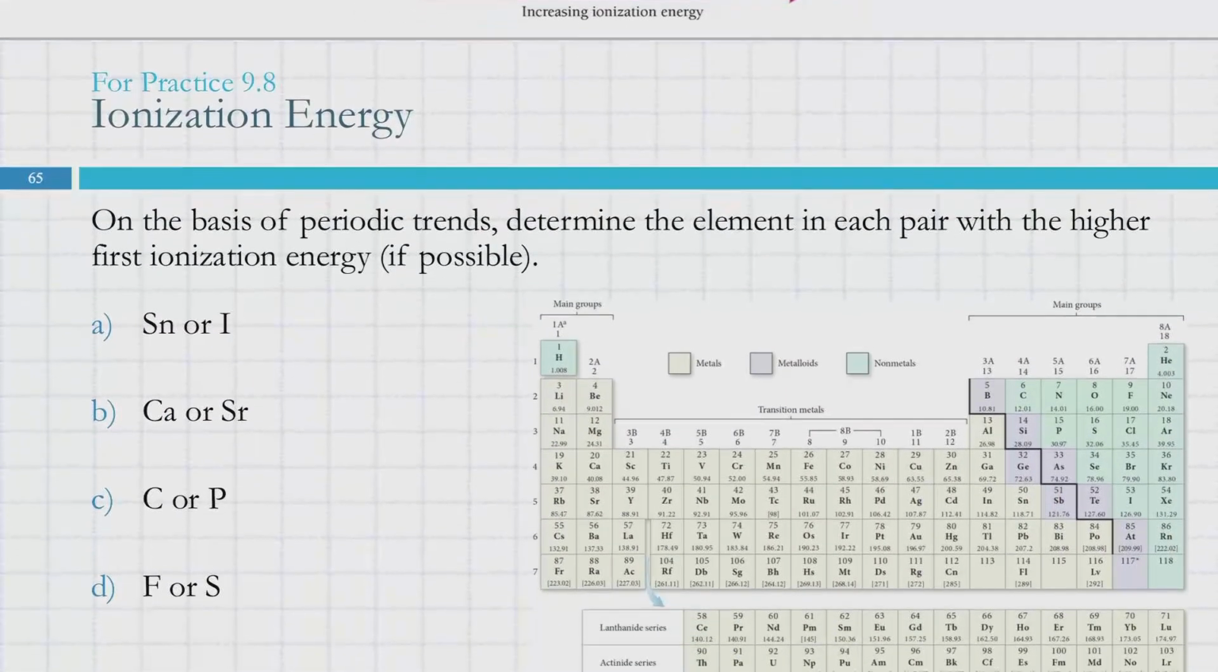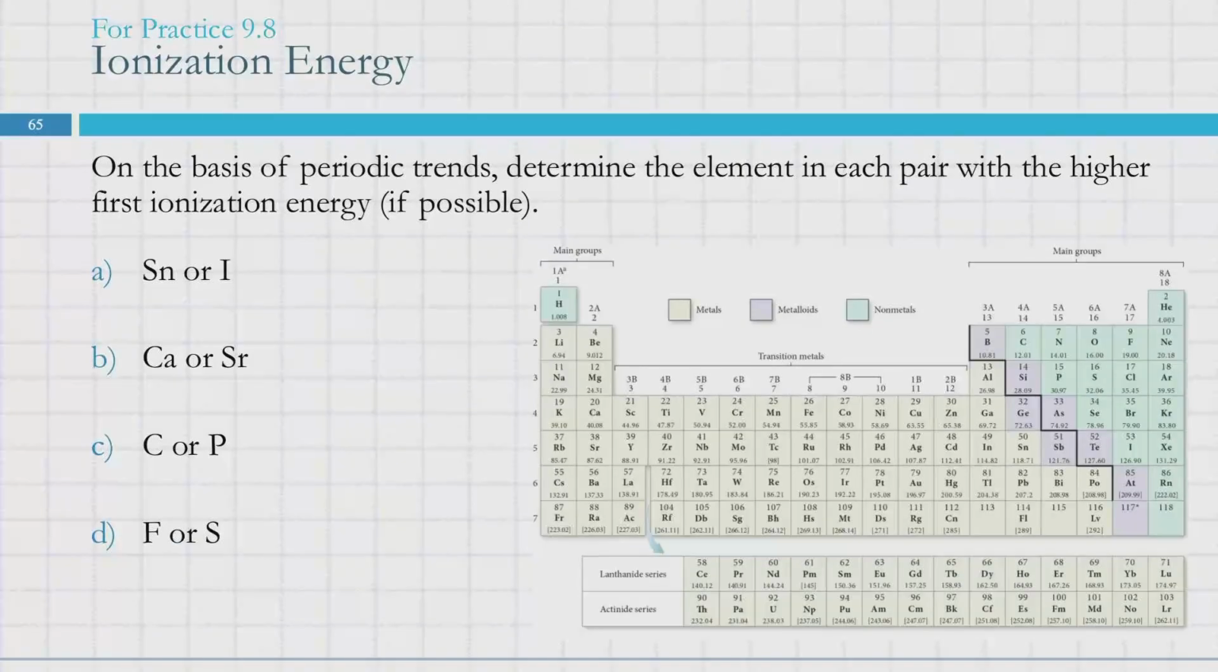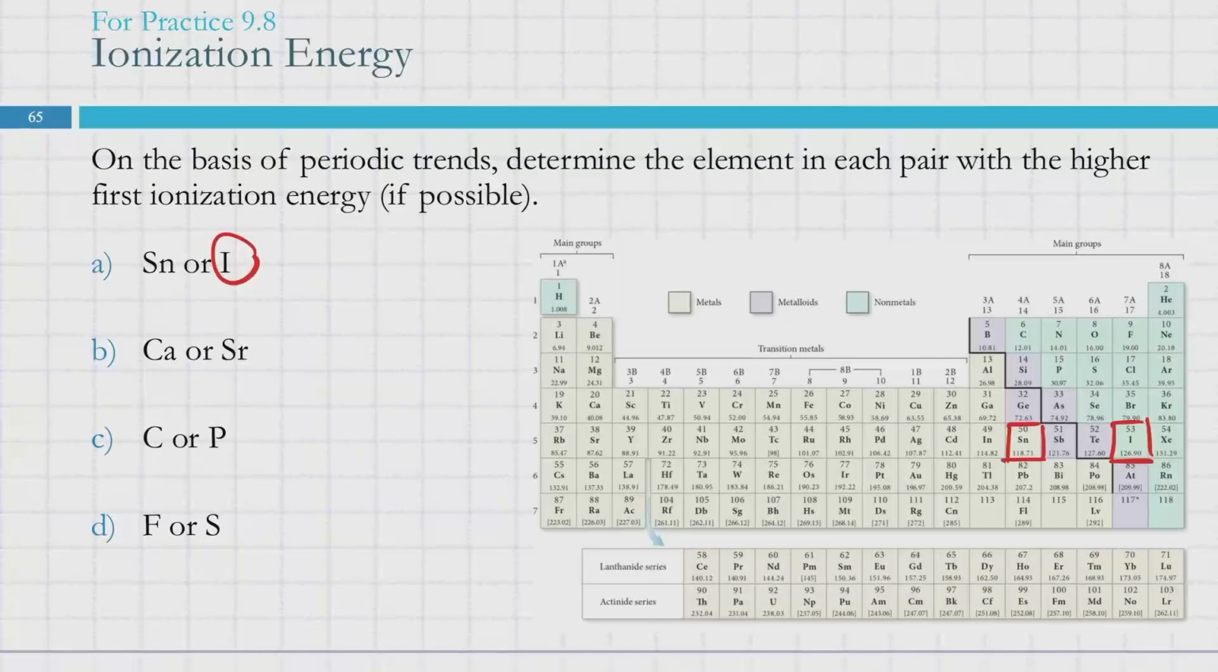So based on our periodic trends, we want to determine the element in each of these pairs with a higher first ionization energy, if that's something that we can actually compare. So first up, we've got tin or iodine. So they're in the same row, so we're comparing left and right. Which direction does our ionization energy increase, left or right? It increases to the right, and so iodine is going to have the higher ionization energy.